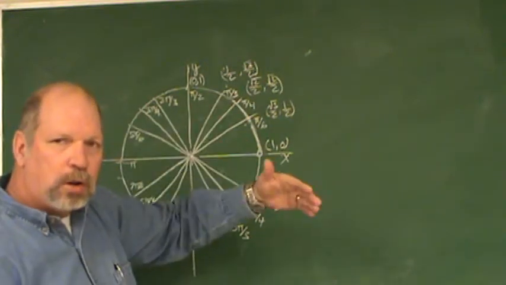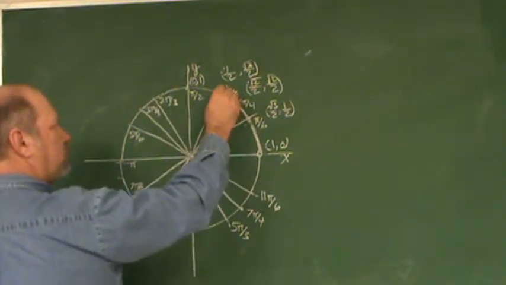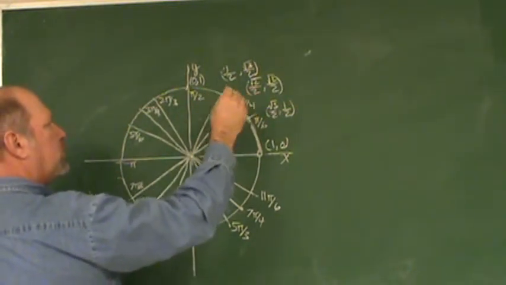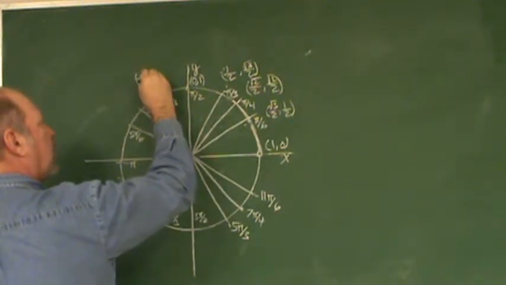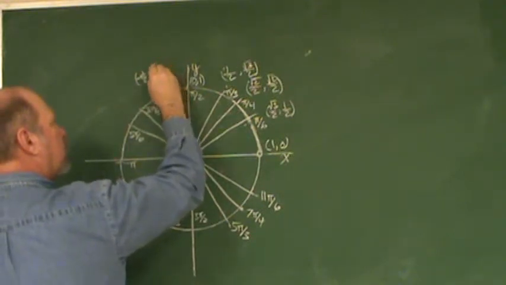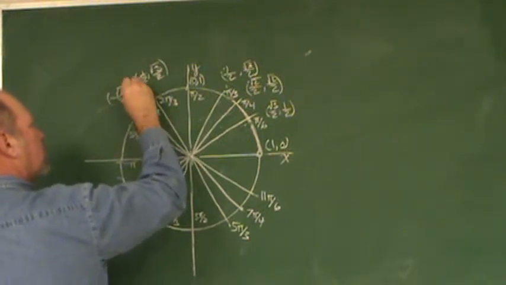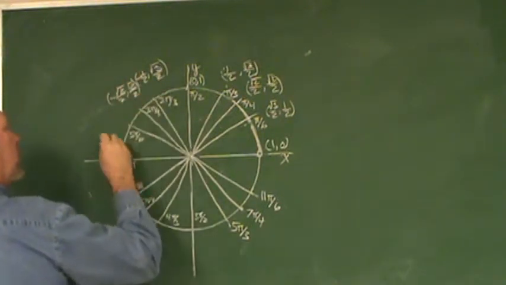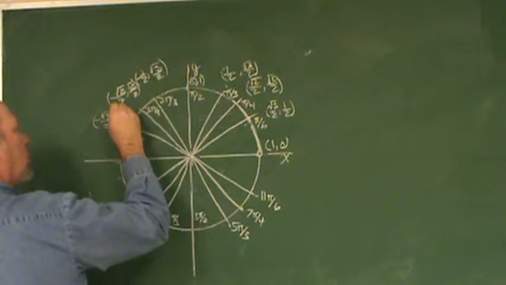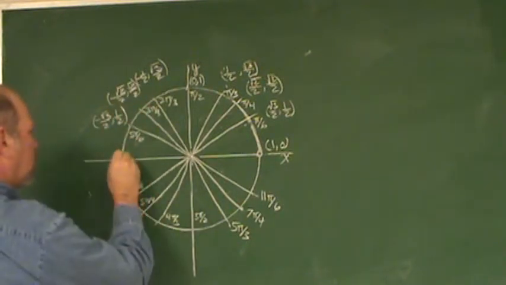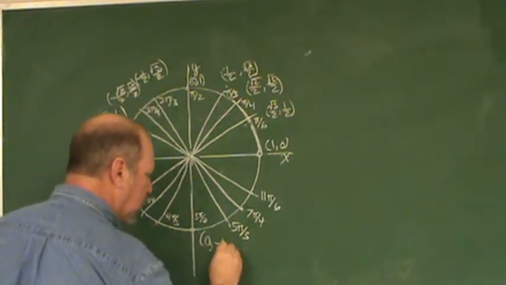Once you get the first quadrant done, then you can go around and see, the reference points are still going to be the same, pi over 3, 2 pi over 3. So here you're going to have a negative x coordinate, negative 1/2, square root of 3 over 2. Negative x coordinate, negative square root of 2 over 2, square root of 2 over 2. Here, negative square root of 3 over 2, 1/2. Here, negative 1, 0. This is going to be 0, negative 1.